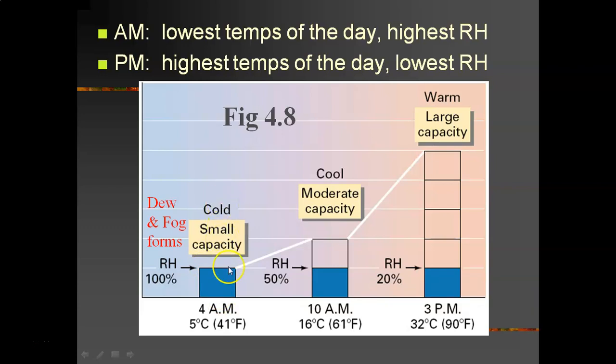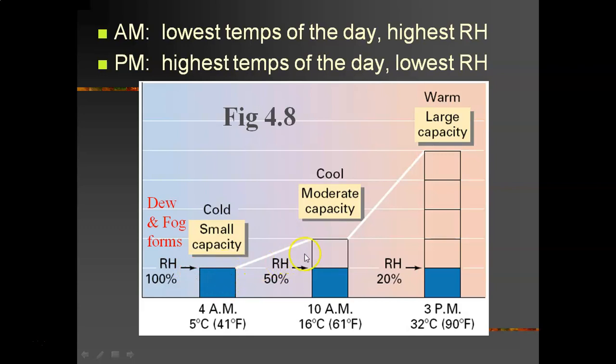But what does change is the capacity of the air to hold that water vapor. And so when it's cold out, we have a small capacity, and so usually our relative humidities are going to be pretty high. So in the morning, when we have the lowest temperatures of the day and the smallest capacity, we're going to have our highest relative humidity. They're usually around 70, 80, 90, or even 100, okay? And once we have 100% relative humidity, that's where we're going to have foggy mornings, and dew is going to form on your car and on the grass.